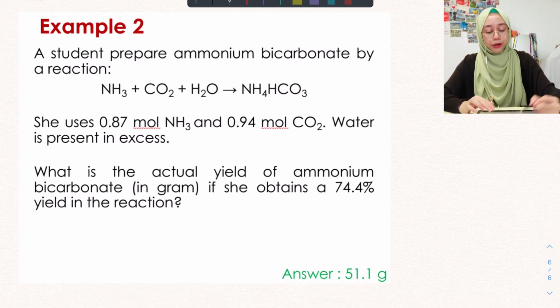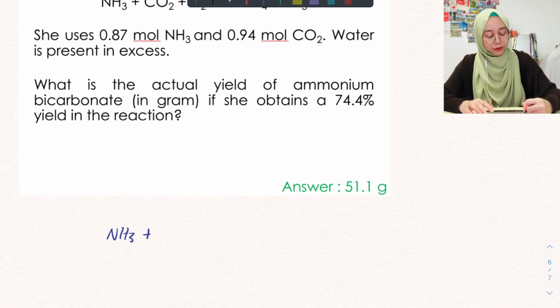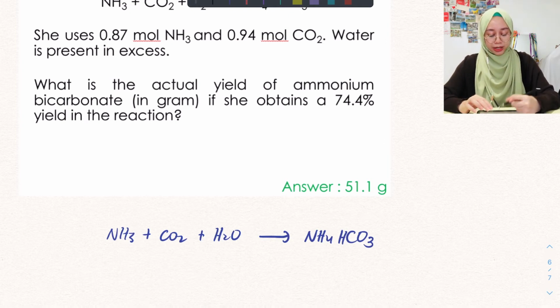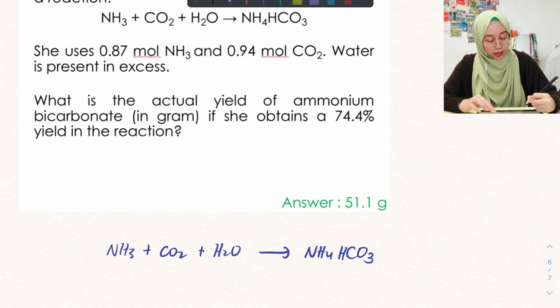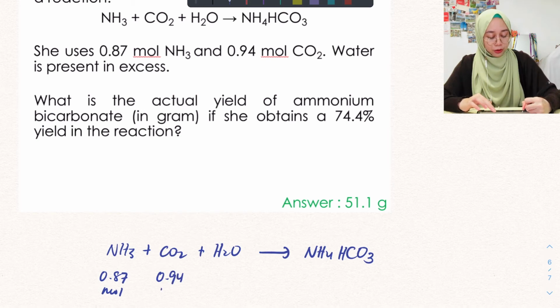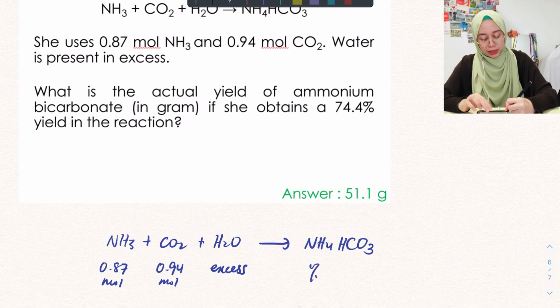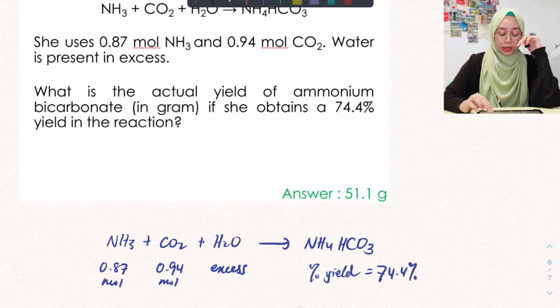Okay, let's first extract the information given. You have ammonia with CO2 with water producing ammonium bicarbonate. So be careful, NH4 has one more H here. What information was given? The moles of ammonia is 0.87 mol. Carbon dioxide is 0.94 mol. And then H2O is mentioned to be in excess. And the percentage yield for our product is 74.4%. Alright, so you will need to look for the theoretical yield.